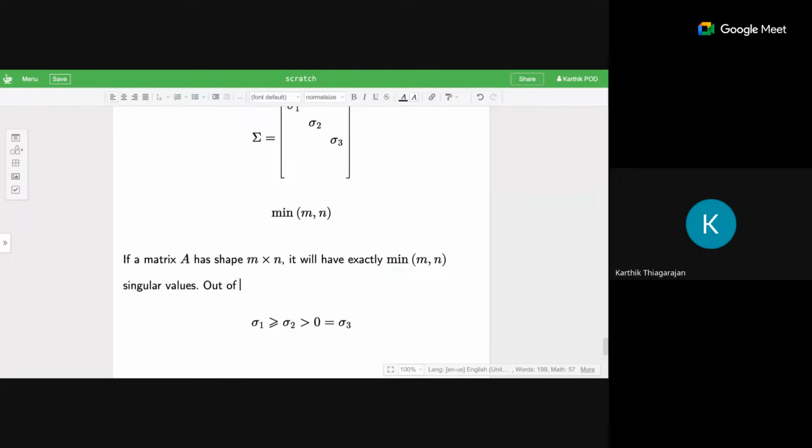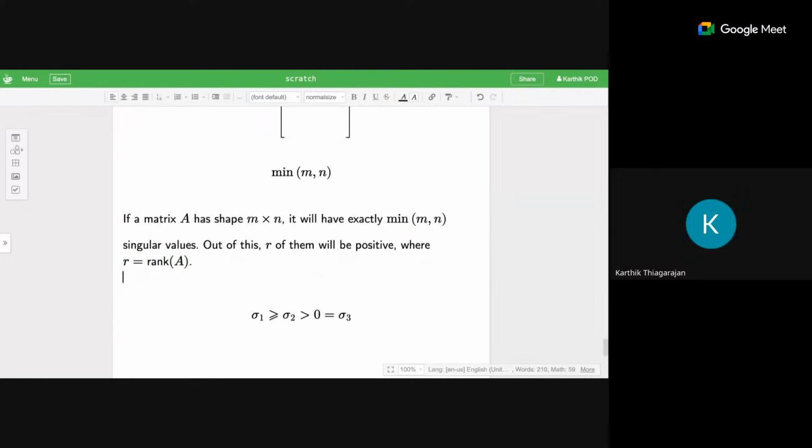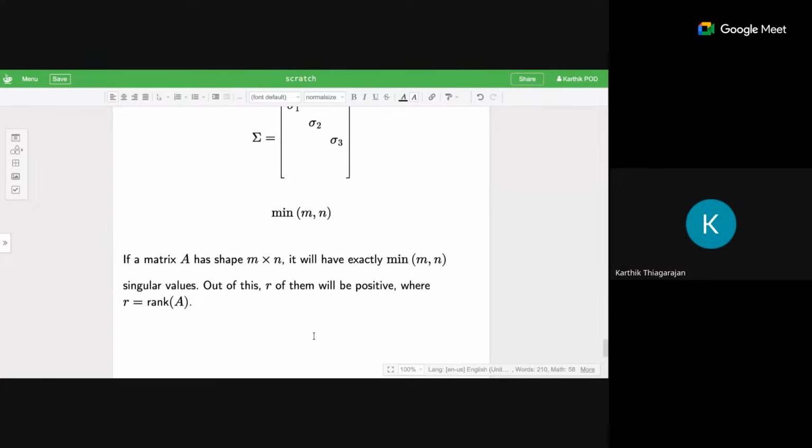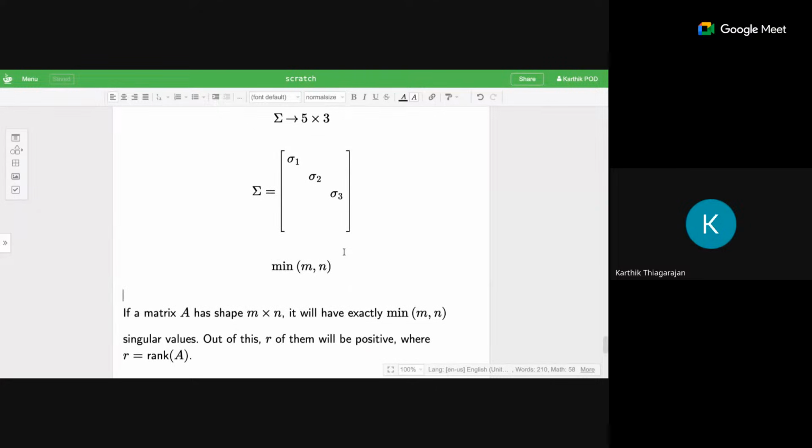Out of these, R of them will be positive, where R is the rank of the matrix, right? So this is the complete understanding of singular values that you must have, at least of the sigma matrix. Okay, is this clear to everyone? What we just discussed?